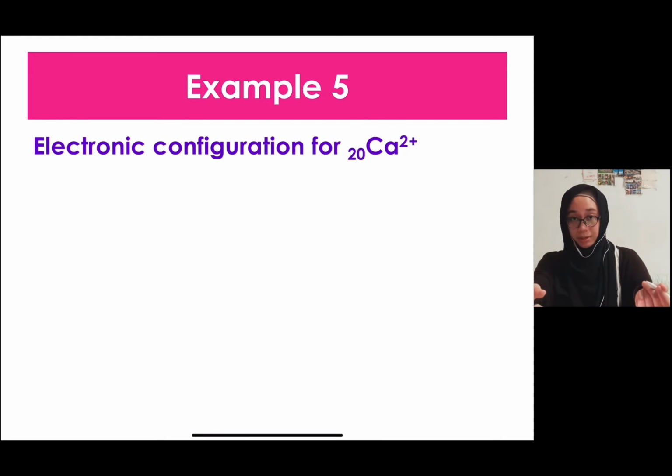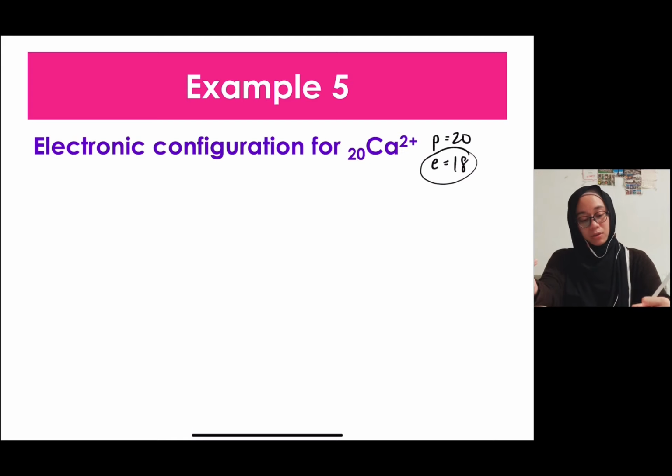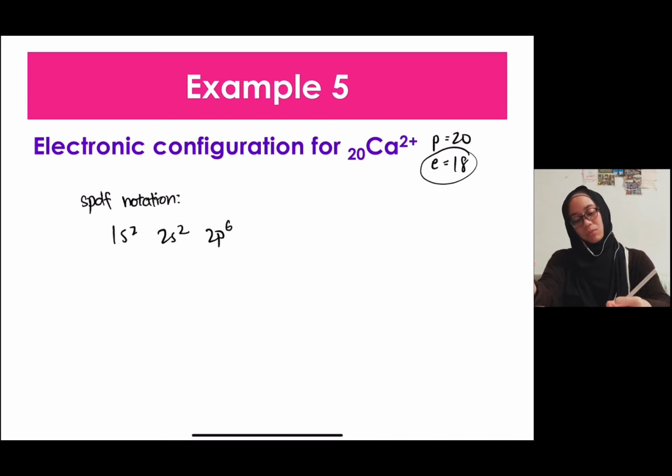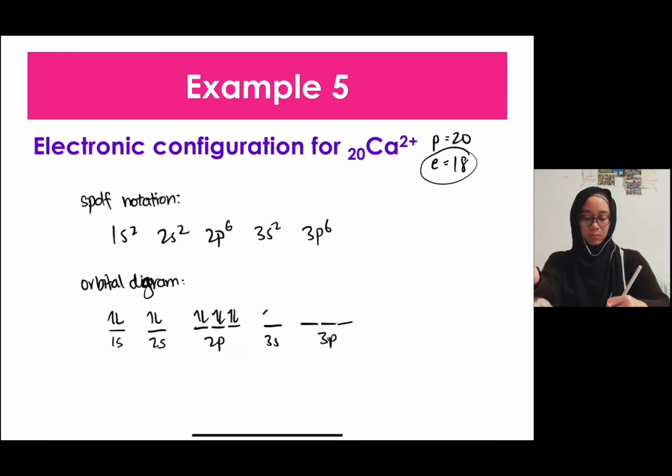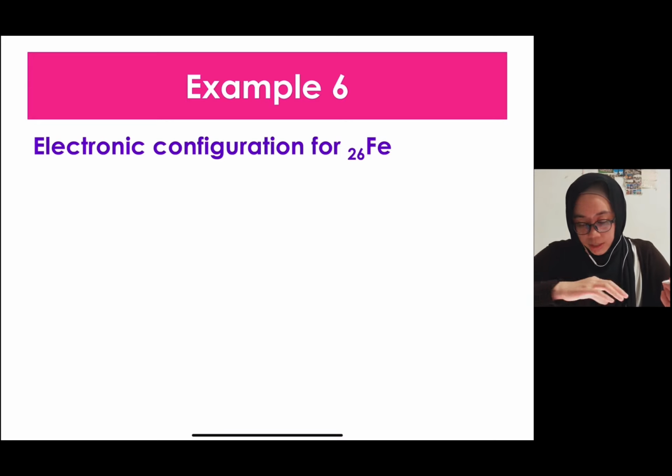Sini kita ada calcium ion. So calcium ion, so initially okay, proton dia ada 20. Okay, bermaksud initially elektron dia ada 20 juga kan, tapi dia donate 2 elektron. So now your electron only left with 18. Okay, therefore the spdf notation would be siap. Okay, so kita pergi kepada example 6.